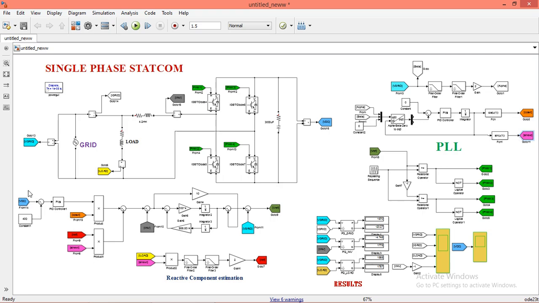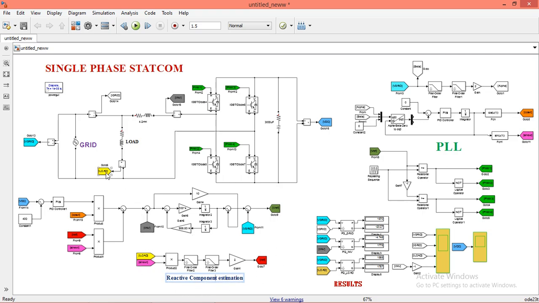Now we'll go to the controller. This whole block is part of the closed loop control that we have designed. I start with the reactive component estimation. How do we estimate how much reactive component is present in the total load current? This is an RL branch, so a part of the current is active and a part of the current is reactive. That reactive part we are going to estimate using these blocks.